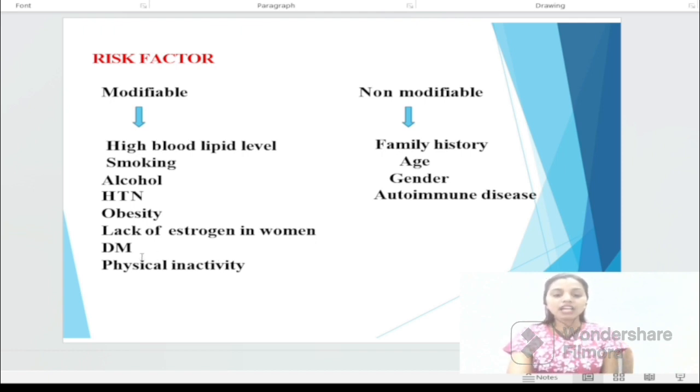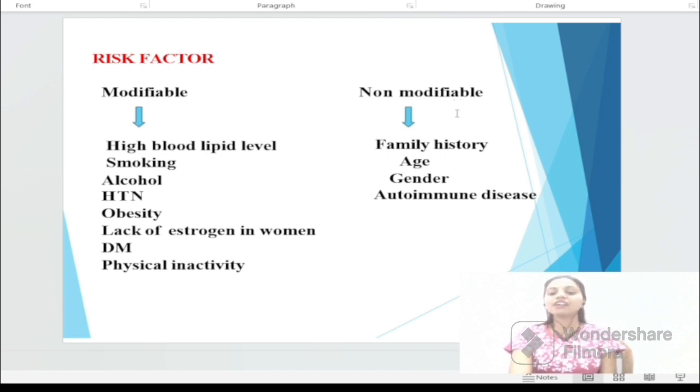Diabetes mellitus is also a cause and major risk factor for developing myocardial infarction. And inadequate physical activity: if the patient has inadequate physical activity, the patient is at risk of developing myocardial infarction. When we discuss the manifestation, management, and pathophysiology of myocardial infarction, you will understand these risk factors briefly.